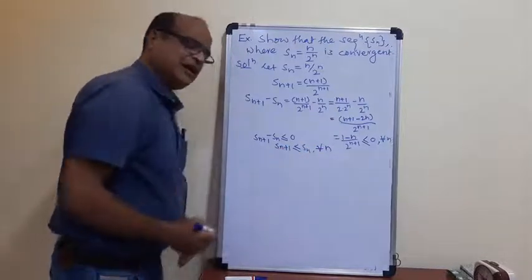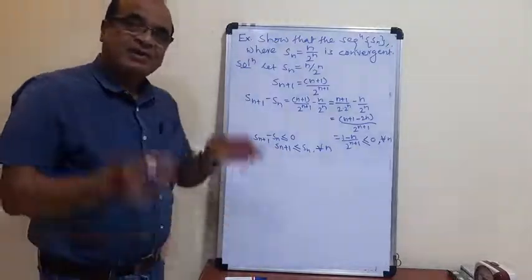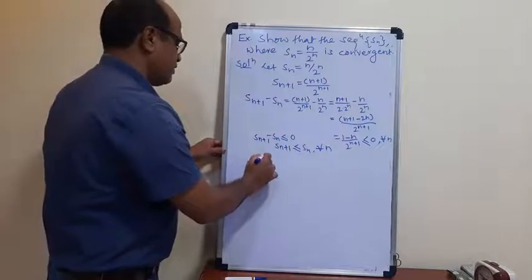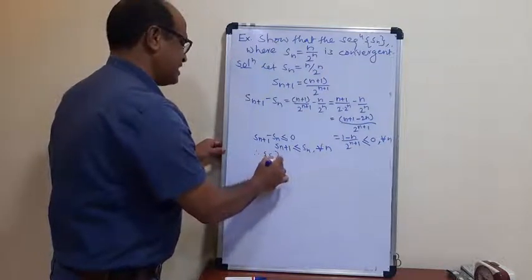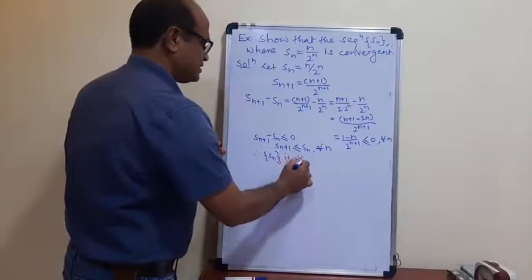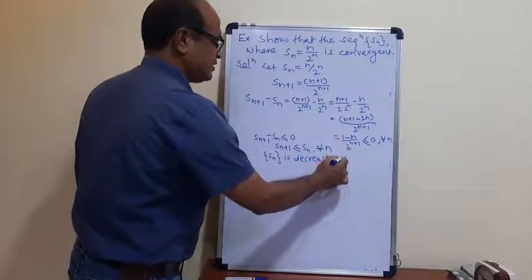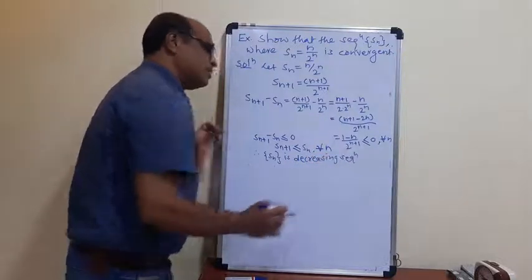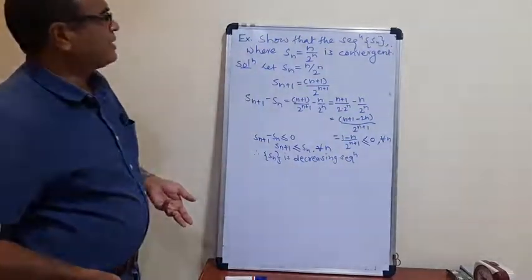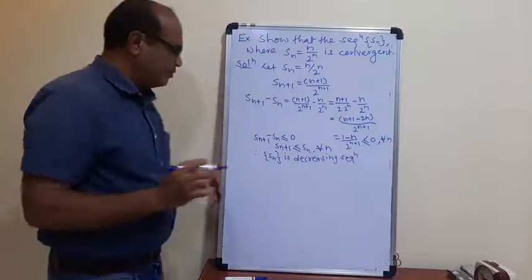So this is the definition of what? This is the definition of a decreasing sequence, a non-increasing sequence. Therefore the sequence Sn is a decreasing sequence. Okay, so this is the first part of the solution here. Now we take the next part, that is, show that the sequence is bounded below.